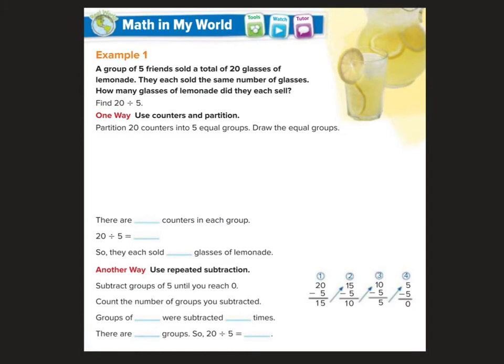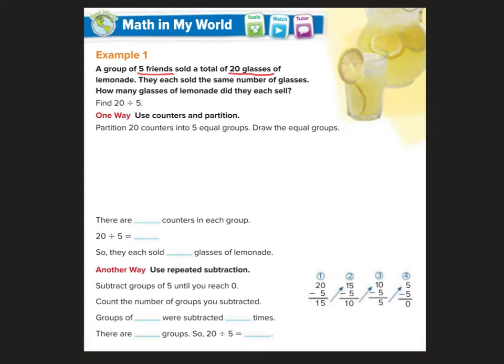Here we have example 1. A group of 5 friends sold a total of 20 glasses of lemonade. Okay, so our key information here is we've got 5 friends and 20 glasses of lemonade. They each sold the same number of glasses. How many glasses of lemonade did they each sell?